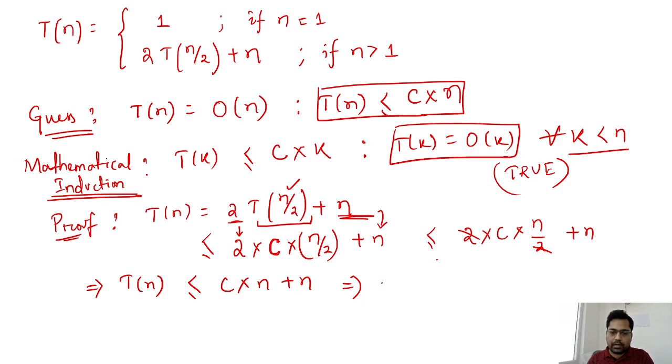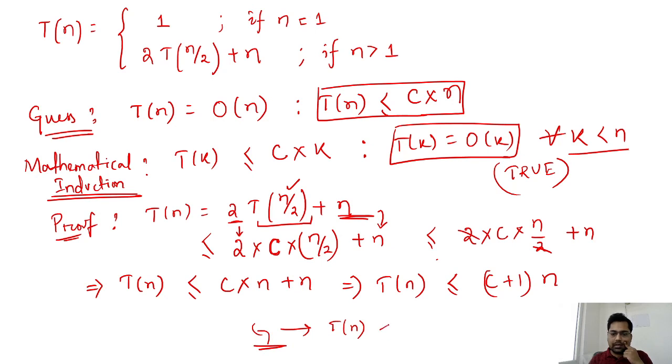Then T of n is less than or equal to (C plus 1) into n. Here you have already guessed T of n. For the guess, you said it should be C into n. But when you go for the proof, it comes out as (C plus 1) into n. So here (C plus 1) into n is not equivalent to C into n.